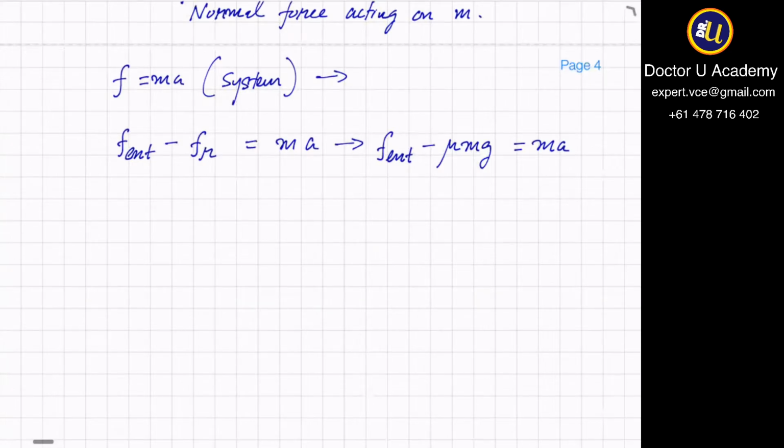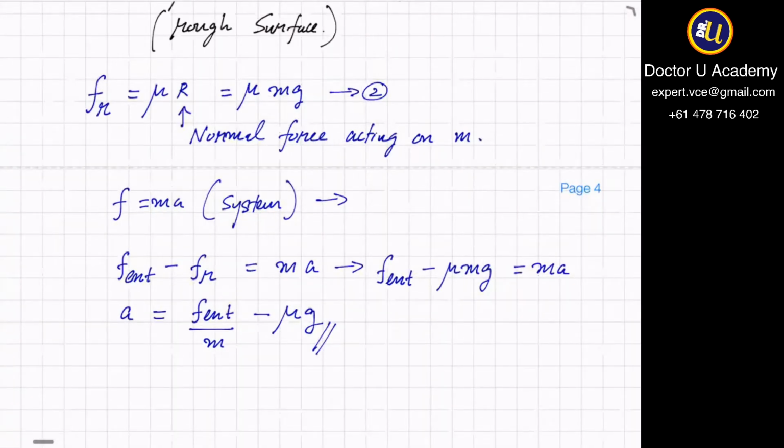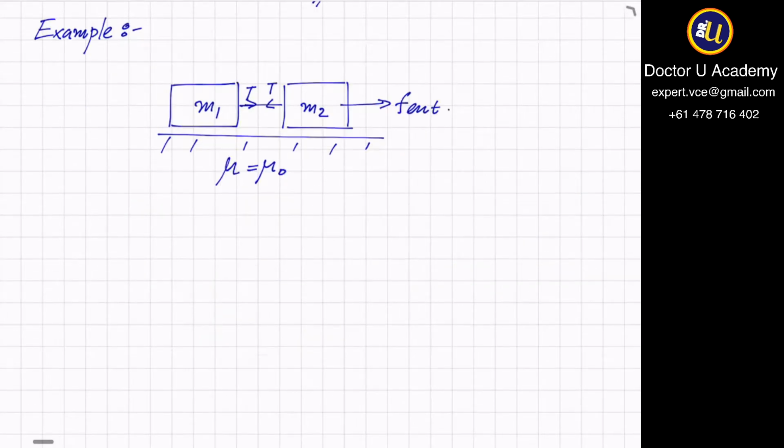Now you can solve for a, so it would be F external divided by m minus mu g. That would be the answer for acceleration. Okay, so now we will discuss this question. There are two masses m1 and m2. An external force F is provided. It's a rough surface, mu is equal to mu 0.